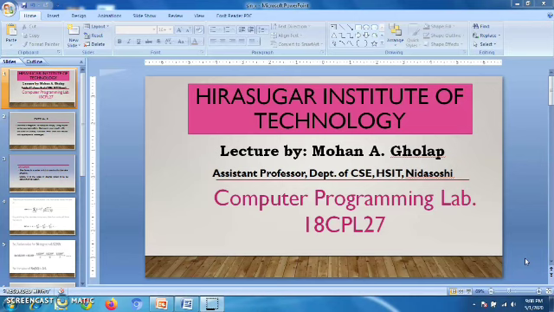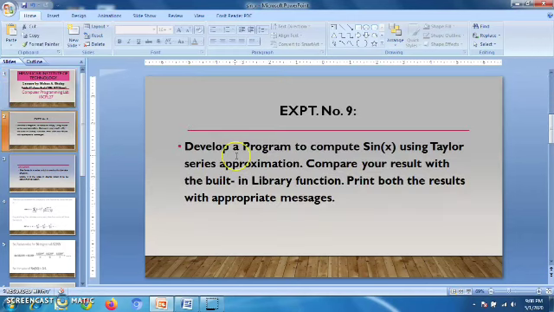Today we are going to discuss one lab program from Computer Programming Lab, that is 18 CPL 27 of second semester. The aim of this program is to develop a program to compute sin of x using Taylor series approximation, compare your result with the built-in library function, and print both the results with appropriate messages.